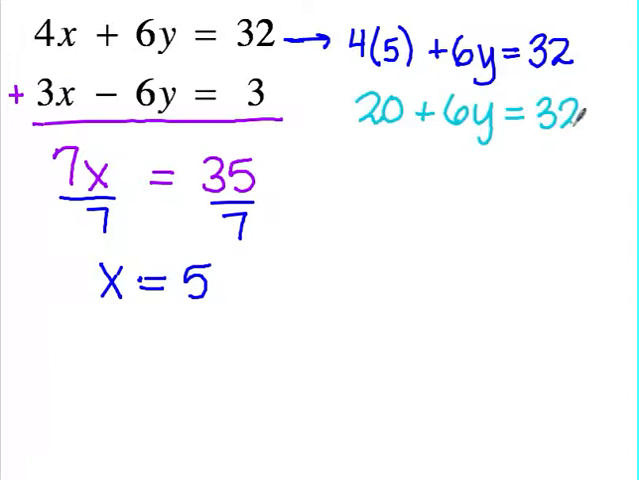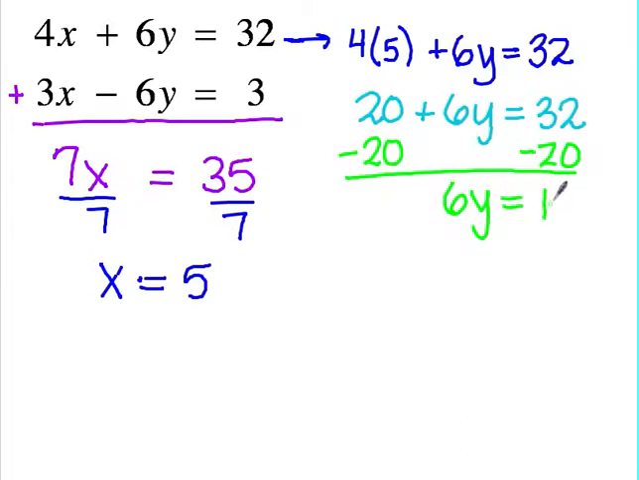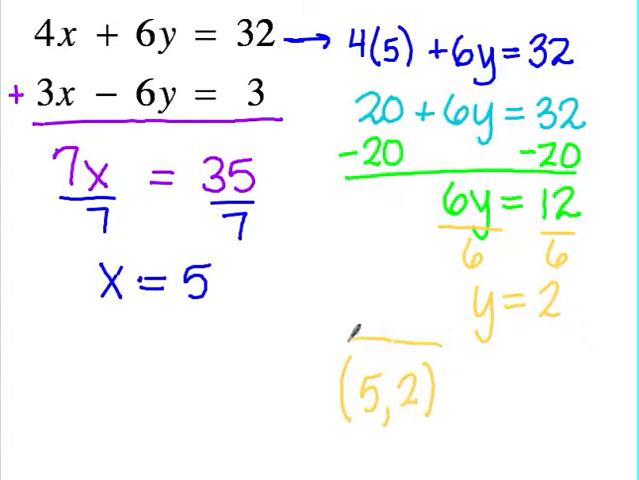How do I solve that for y? Subtract 20, very good. Then what do I do next? Yep, so I have 6y equals what? 12. So then now I'm going to go ahead and divide by 6. So I have y equal to 2. So my ordered pair will be (5, 2). That is elimination.